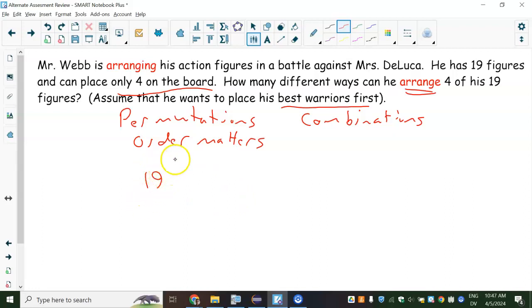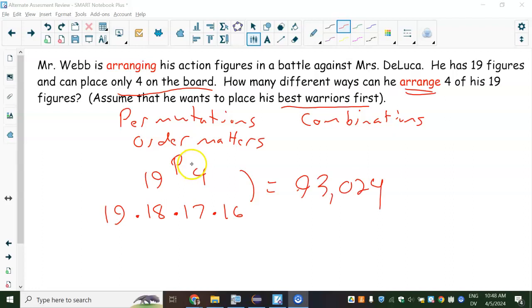So this one is just 19P4, where you put the bigger number here. You could also have done: he has 19 choices for his first spot, then 18 choices for the next one, then 17, and then he's only got 16 left for that 4th spot. You can do either one, and either one should equal 93,024.